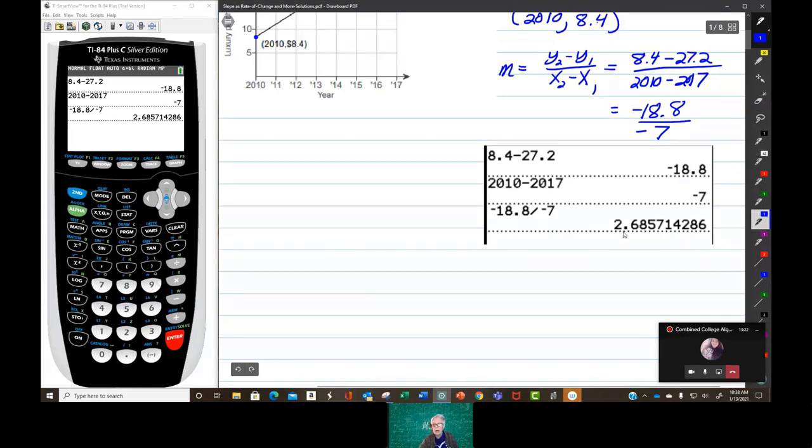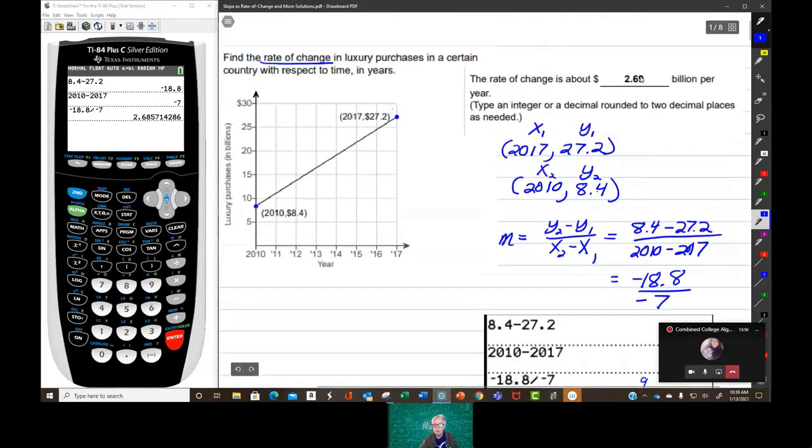Here we go. Now I have to round to two decimal places. So here are my first two decimal places, 1 and 2. I look over at 3. And 3 will tell me whether or not to round the 8 up to a 9. 5 is big enough to round 8 up to a 9. So I'll turn the 8 into a 9 and drop the other decimal places off. And that's how they got the answer, 2.69. And that means billions.